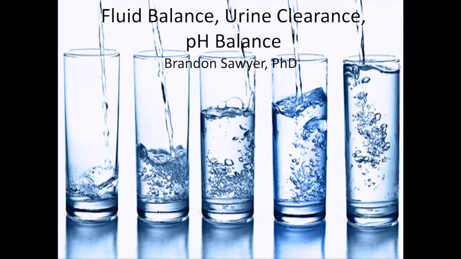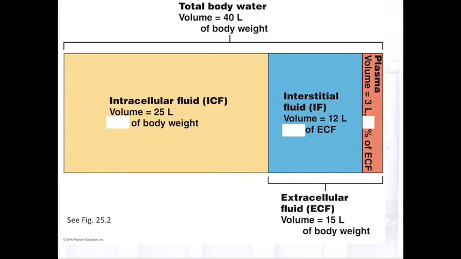This section is the end of the urinary system and really brings together some components from the respiratory system and urinary system, all about fluid balance, clearance, and pH balance in the body. So let's start off with a basic breakdown of where all the water in our body is.